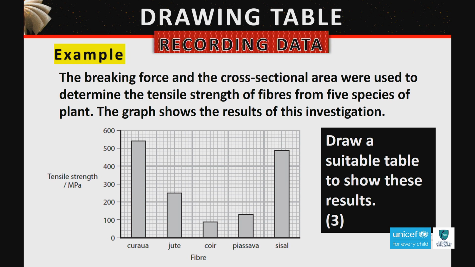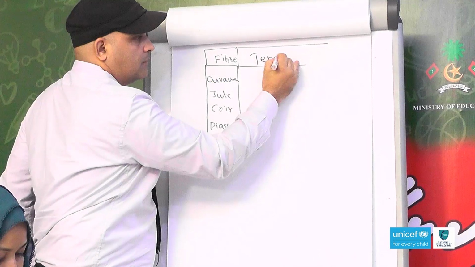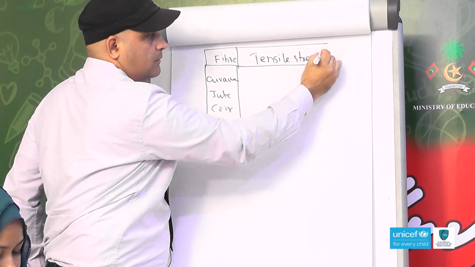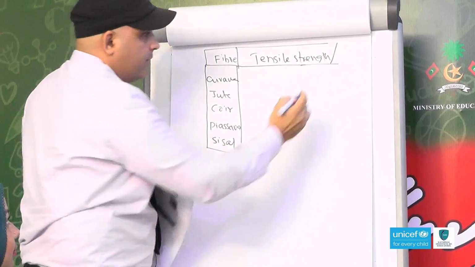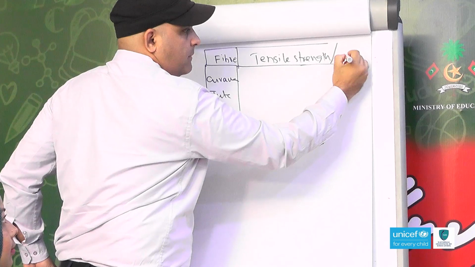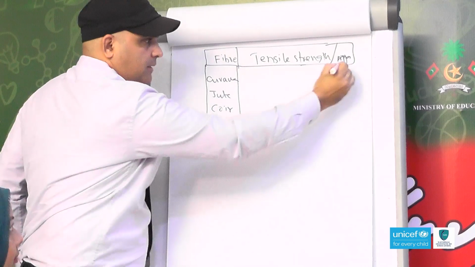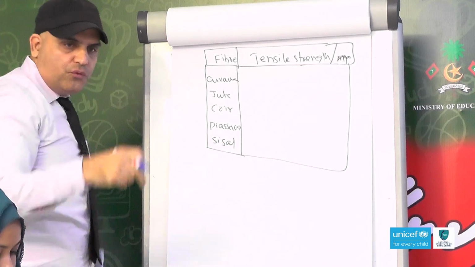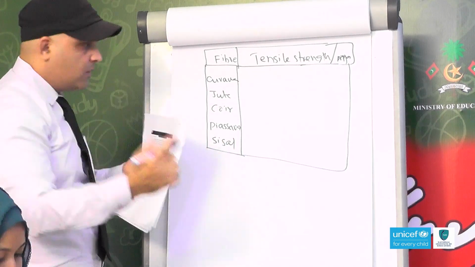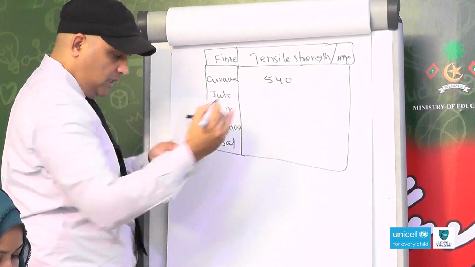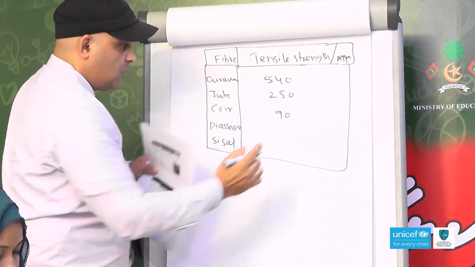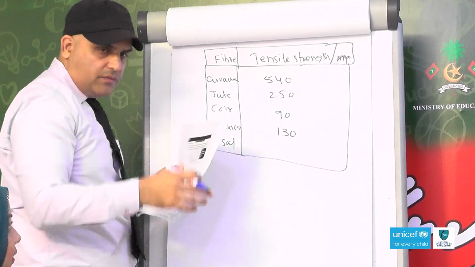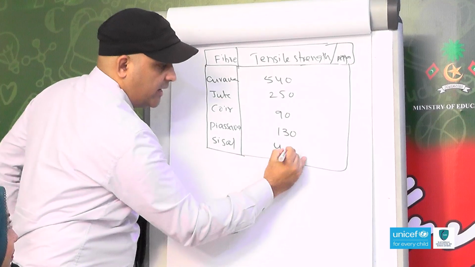You varied the type of fiber, and what did you measure? You measured the tensile strength. Now already we discussed, at the end of it, put the units, megapascals here. Now, you have to read from the graph that is given there. So I'm just reading out the values here. This is 540, then 250, and then 90, and then you have 130 here. I'm reading the values from the graph, from the y-axis basically.